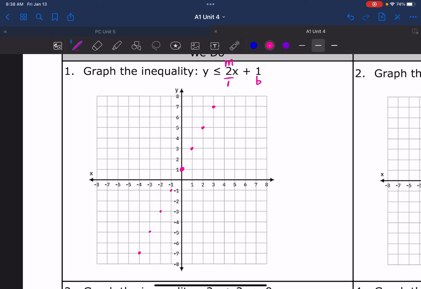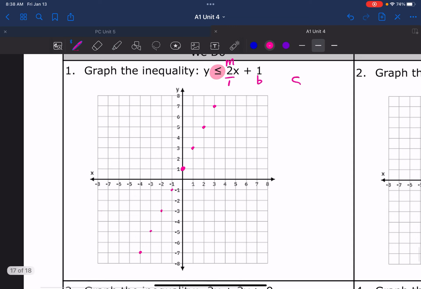Okay, now that we have our points, take a look at the symbol, and you have to decide what type of line you're going to use and which side gets shaded. So anytime your symbol is underlined, that's going to be a solid line. And this is a less than symbol. The way I remember is because it's pointing to the left side. Like this is left, this is right, and it's pointing to the left. So left means less than. So that means that we're going to shade below.